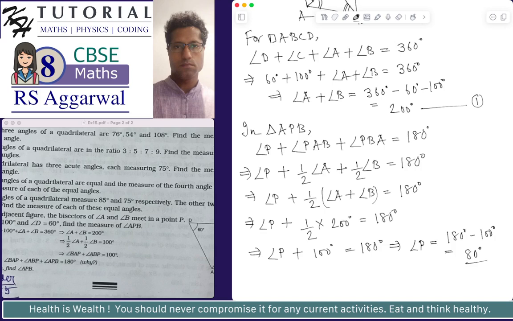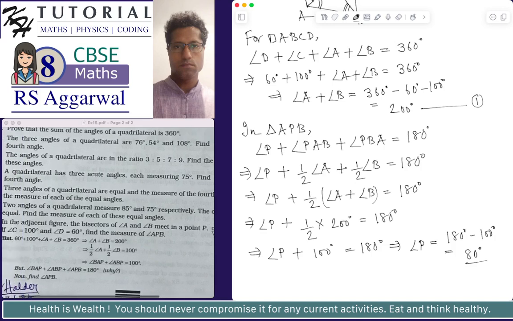Okay, let me check the answer. The answer is 80 degree. So these questions were pretty straightforward. Not a single question was difficult. It was purely based on the angle sum property of the quadrilateral and the triangle, and doing a little bit of algebraic manipulation, solving equation.